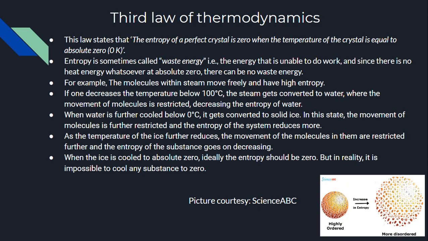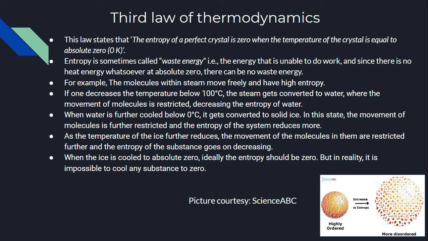Okay, so if one decreases the temperature below 100 degrees Celsius, the steam gets converted to water, where the movement of molecules is restricted, decreasing the entropy of water. Because the boiling point of water is 100 degrees Celsius, the steam gets converted to water. In water, as it is a liquid, it has lower entropy than gases. The movement of molecules is a little more restricted as compared to gases, decreasing the entropy of water.